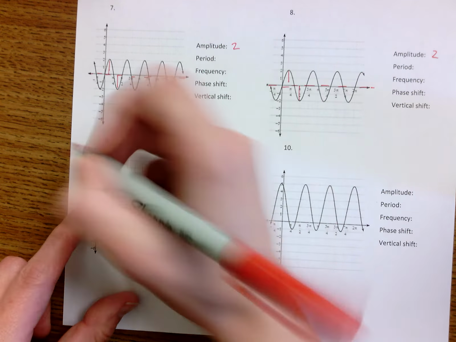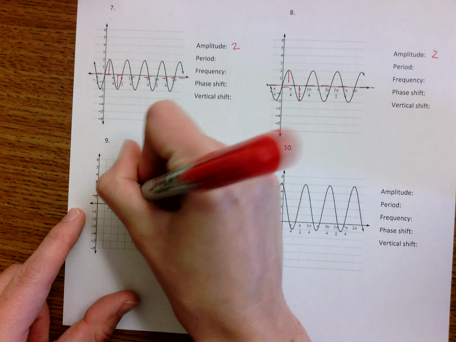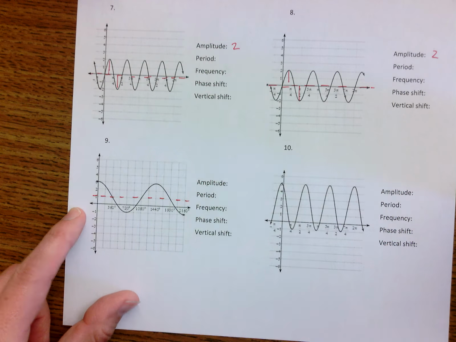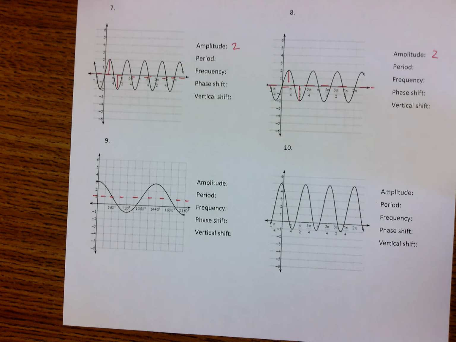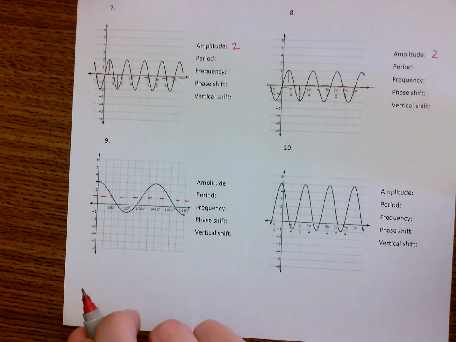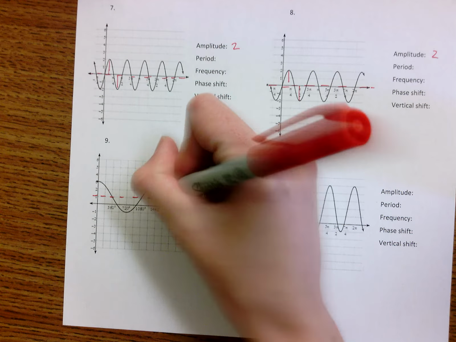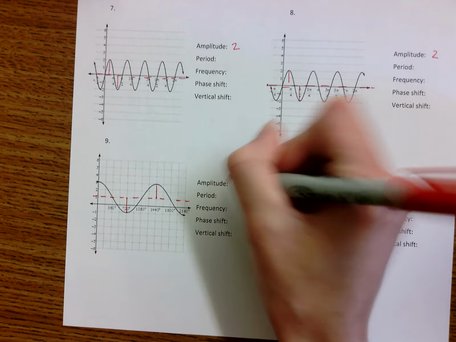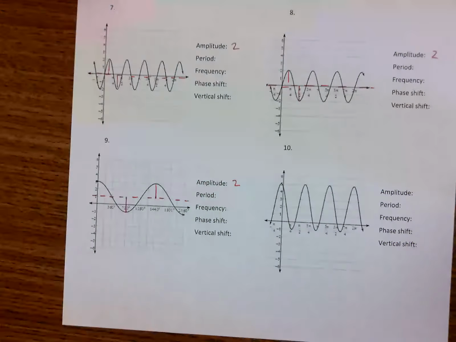So if I count up, I can see that this is the halfway point. So that's where my midline is. Okay, so that's what you want to count from. It's not always from the x-axis, it's from your midline. So I can see here, there's my amplitude, or there's my amplitude. So that's an amplitude of 2.